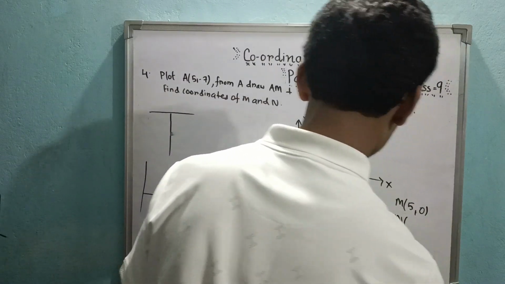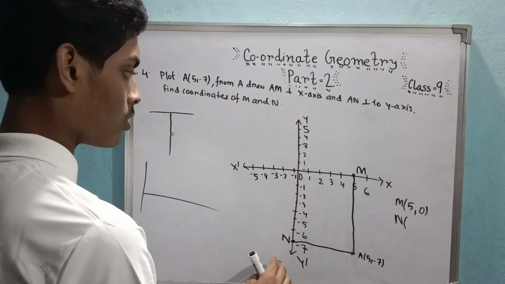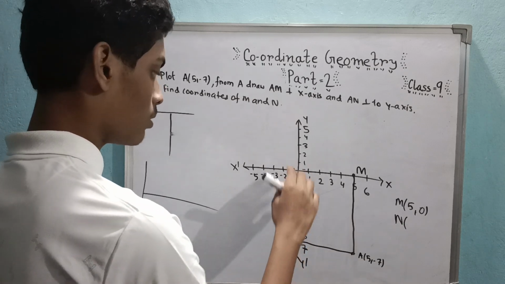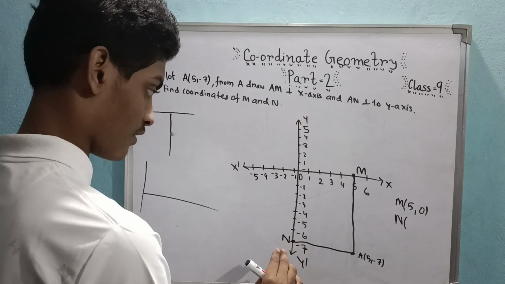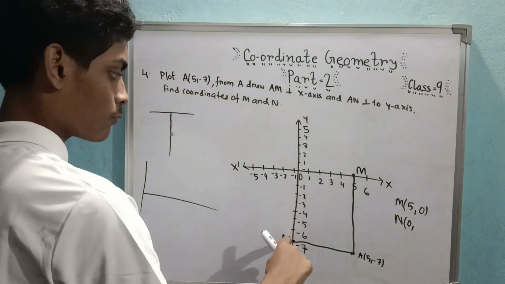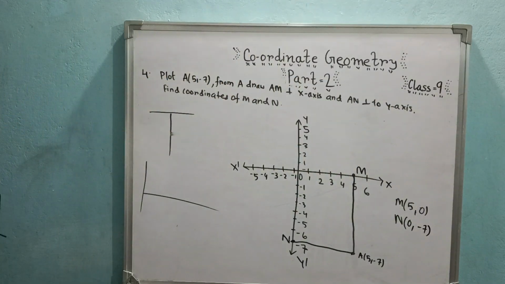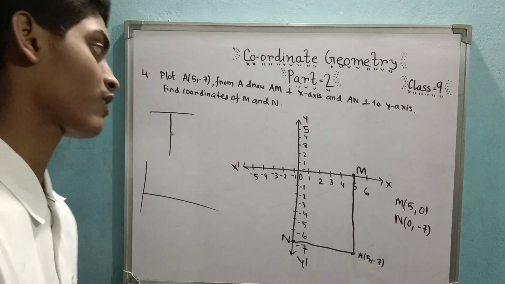Similarly, N is not lying on the x-axis anyhow, right? N is not lying on the x-axis, so 0. On the y-axis it is lying up to -7 units. This is your answer. M is 5 comma 0, N is 0 comma -7.